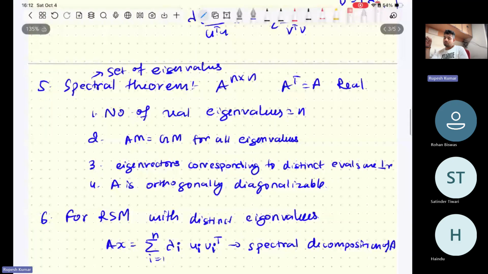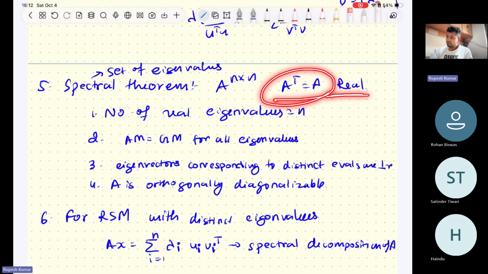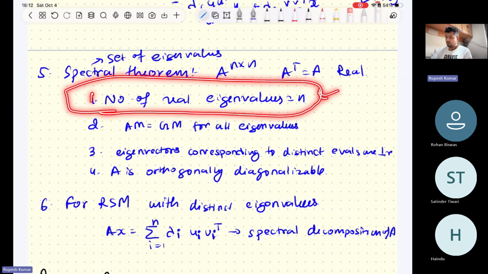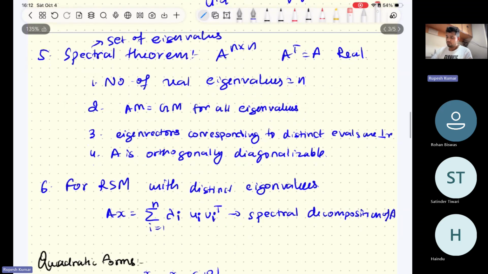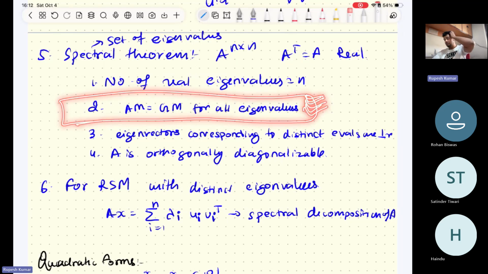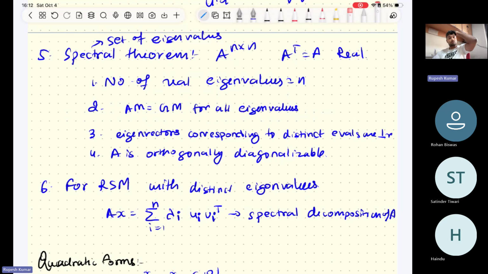Now this brings us to the spectral theorem for real symmetric matrices. There will be n real eigenvalues. We already saw the proof. Then you will see that algebraic multiplicity and geometric multiplicity will be the same. Why is this true? You can think of it like this.